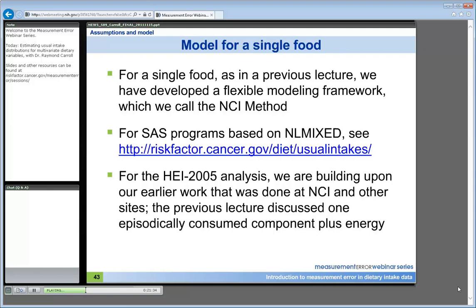For a single food, we developed a flexible modeling framework, which we call the NCI method. Even though I'm at Texas A&M and was a collaborator on this, most of the work was done at NCI, and this is a reasonable thing to call it. It's based on the SAS program called NLMIXED, nonlinear mixed models, and as you know, you can get it from the web. So in the HEI 2005 analysis, what we're really trying to do is go from a single episodically consumed dietary component, which the NCI method can handle, to multiple dietary components, which the NCI method cannot handle.